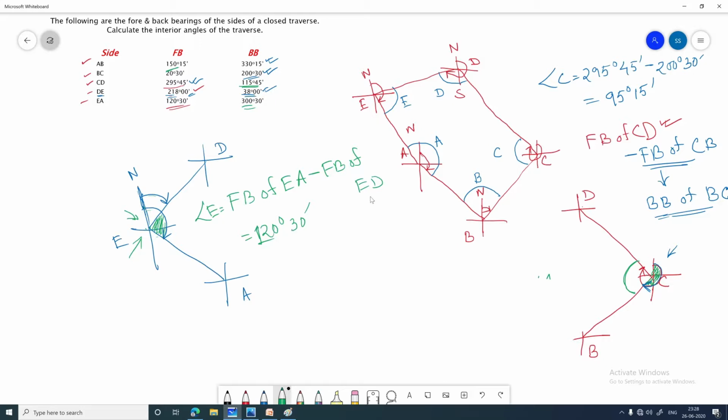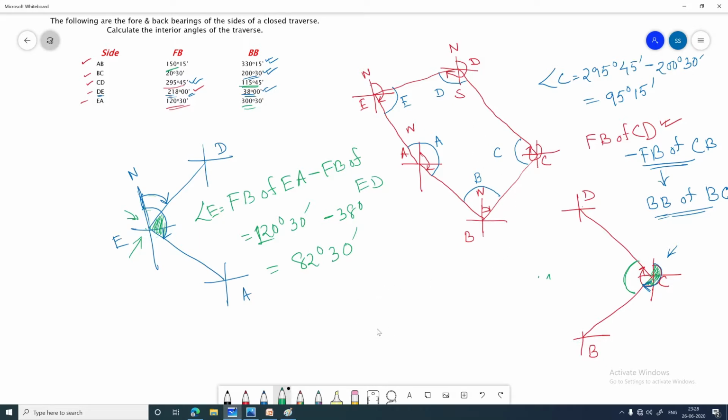Now forebearing of ED, is it given? ED, no, ED is not given. So forebearing of ED means the back bearing of DE. So I am directly putting over here, back bearing of DE is 38 degree. So minus 38 degree. So what will be the value of angle E then? 82 degree 30 minutes. Now we have determined all the interior angles.